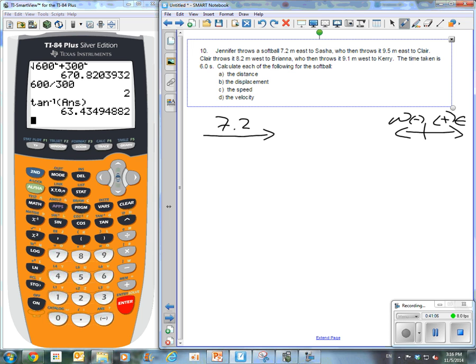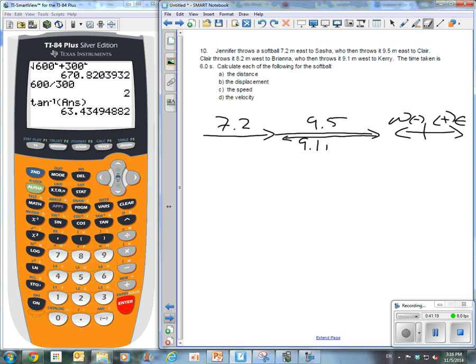So Jennifer throws a softball 7.2 meters east, and then throws it another 9.5 meters east, and then it goes back 8.2 meters, and then back 9.1 meters. So we need to figure this out. We said in the westerly direction was going to be negative, in the easterly would be positive.